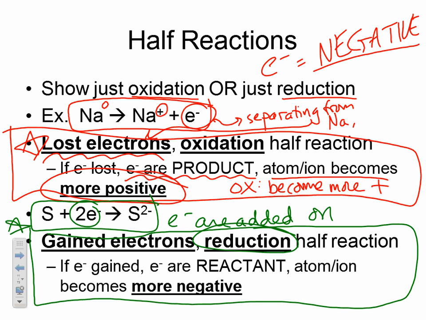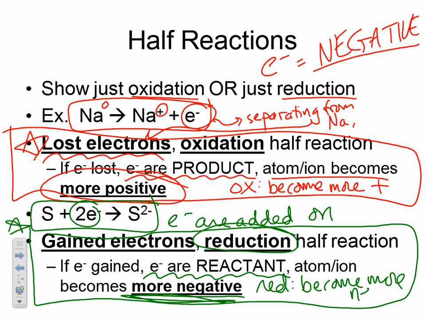Every time we have a reduction process, a reduction half reaction, your electrons are actually going to be reactants to show that they're adding on to something, that they're combining. It's kind of like a synthesis reaction, right? Your electrons are combining with something to make something else. And our charge, our atom, our ion becomes more negative. So in reduction, we become more negative because we are tacking on additional electrons.